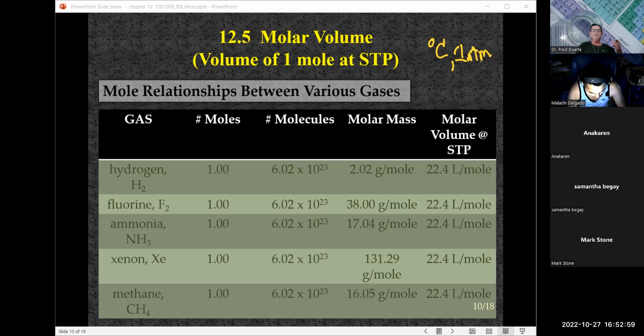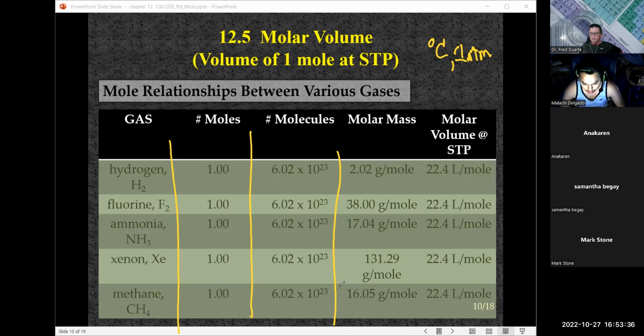Okay, 0 degrees Celsius, which is freezing, and 1 atmosphere of pressure, which is approximately where we're at right now. Under these conditions, gases have a known volume, specifically 1 mole of gas. If we look at the gases here, hydrogen, fluorine, ammonia, xenon, and methane, all of them are gases. We have 1 mole of each. Obviously, since we have 1 mole of every gas, we have the same number, just like if you have 1 dozen of 3 different sizes of eggs, you still have 12.